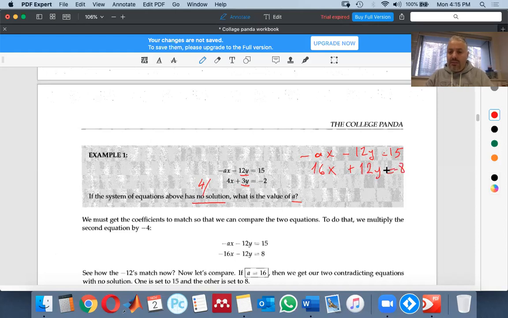But now, this is negative 12y, this is positive 12y. So what can I do? I can multiply by negative 1, so negative 16x, negative 12y, positive 8. Now, since no solution, right sides are different, 15 and 8, it's good. But the left sides here, you see that negative 12y, negative 12y, negative ax, negative 16x. So it must be that negative a is equal to negative 16. So a is equal to 16.